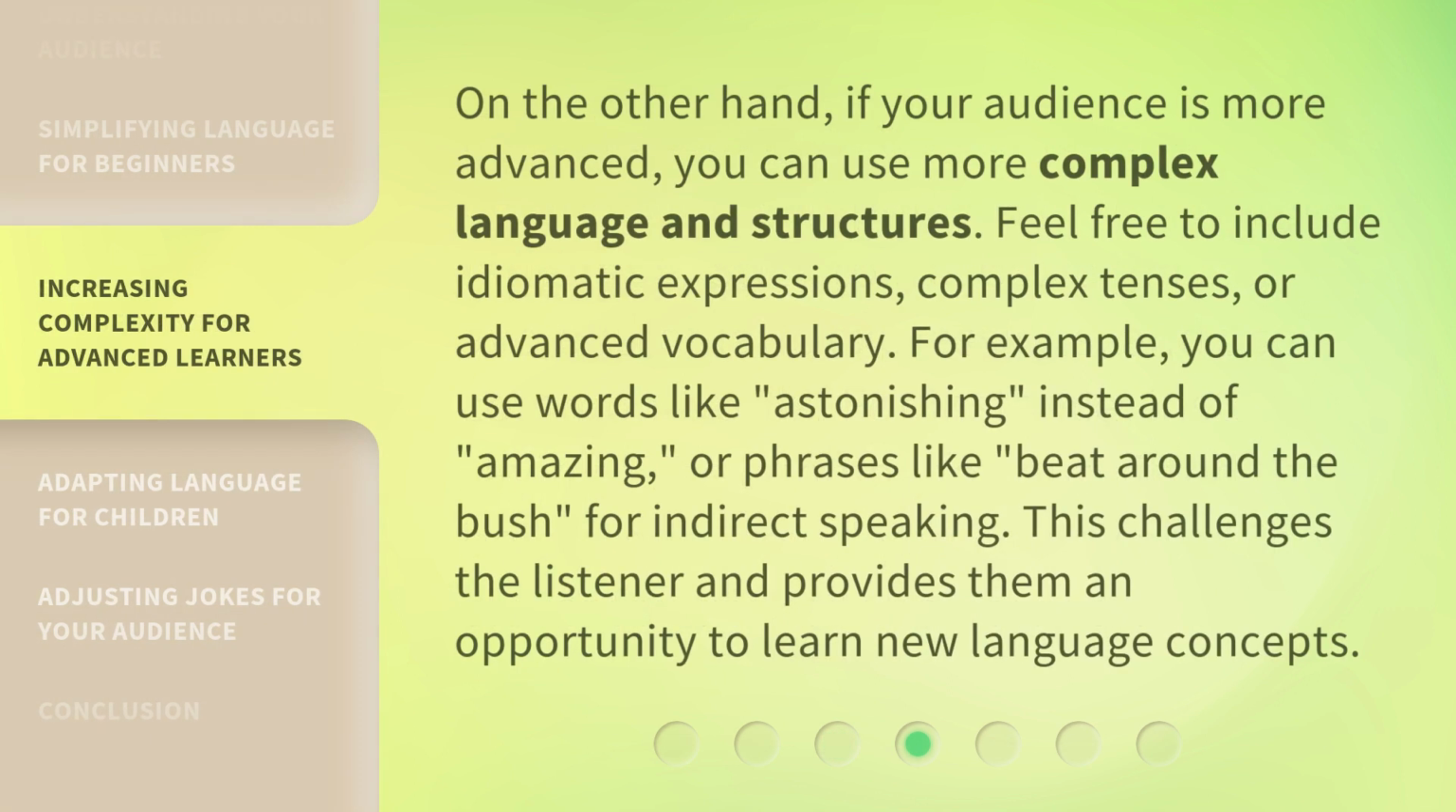On the other hand, if your audience is more advanced, you can use more complex language and structures. Feel free to include idiomatic expressions, complex tenses, or advanced vocabulary. For example, you can use words like astonishing instead of amazing, or phrases like beat around the bush for indirect speaking. This challenges the listener and provides them an opportunity to learn new language concepts.